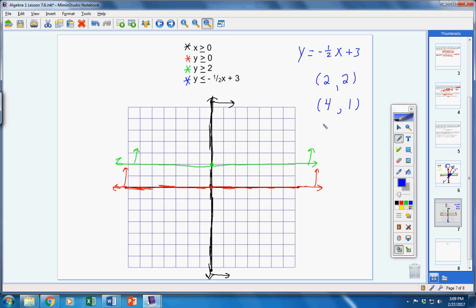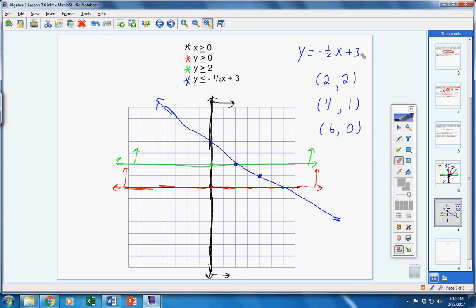Alright, there. And let's do one more point just to check our work to make sure everything's right. Put a 6 in for x. Negative 1/2 times 6 is negative 3. And negative 3 plus 3 is 0. So I've got a point at 2, 2. I've got a point at 4, 1. And then 6, 0. There we go. We do have an equal sign here, so it will be a solid line. So here we go. Not a perfect line, but it's definitely good enough. And there we go.